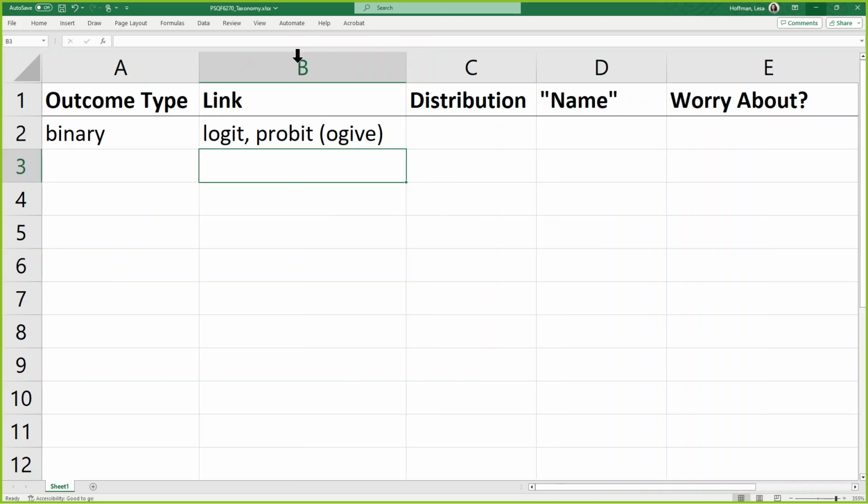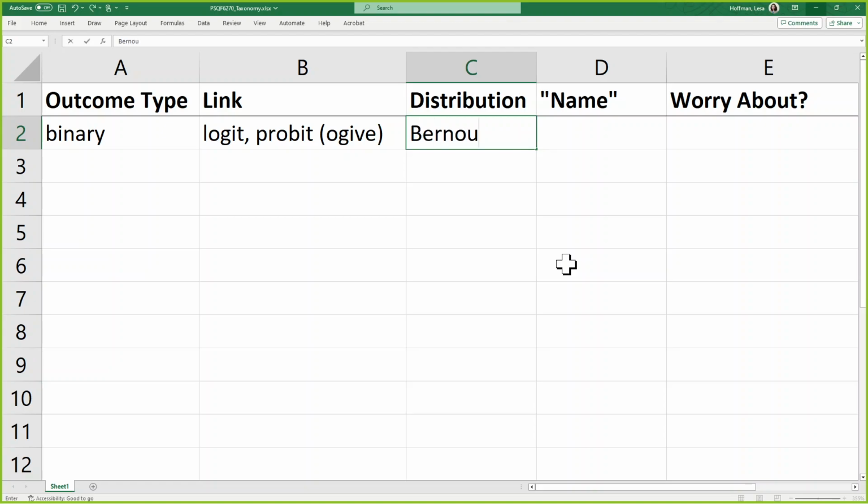What kind of distribution would we be using for binary outcomes? Also starts with a B. Somebody's name, I think. Yeah, Bernoulli. I think that's how you spell it.